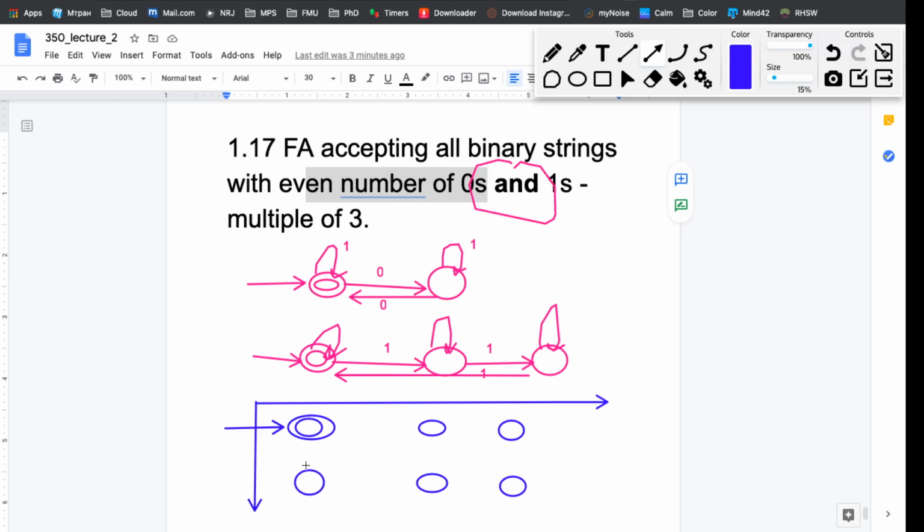So in that final FA, you're going to have 6 states, right? And then work out how to draw transitions between them. Think about how you can combine this one and this one such that only when both of them accept, you accept. And if one of them accepts, let's say this one, but this one doesn't accept, you reject.